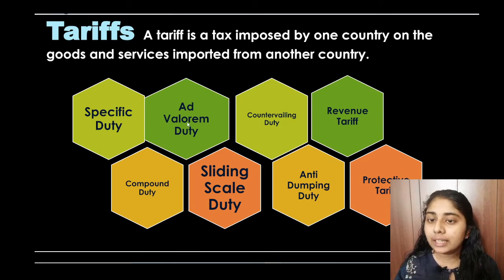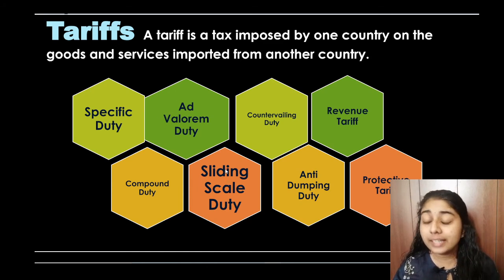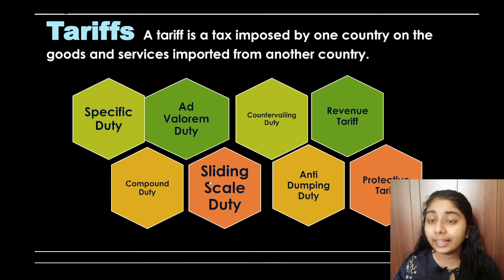Ad valorem duty is the tax imposed on the value of the product. Compound duty is the combining of both specific duty as well as ad valorem duty. Then comes sliding scale duty. Sliding scale duty is the tax that varies according to the price of the product.